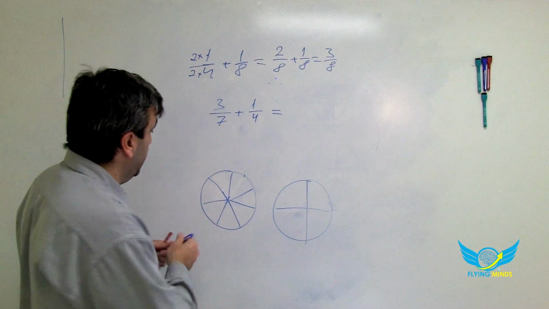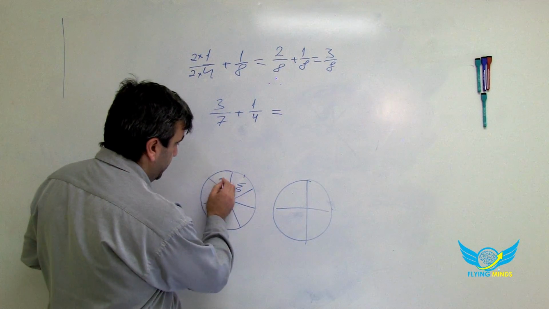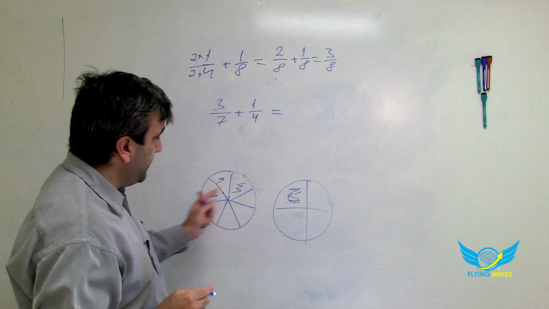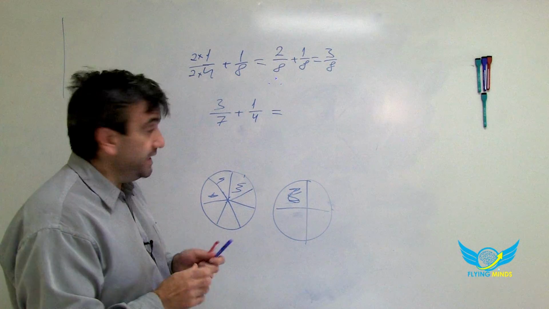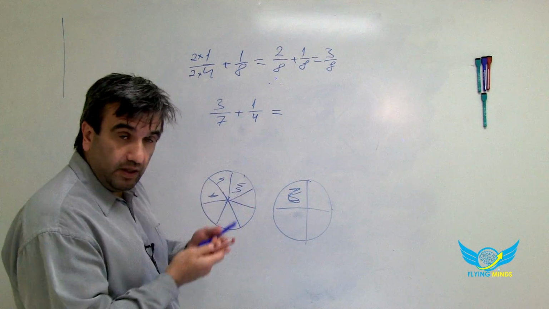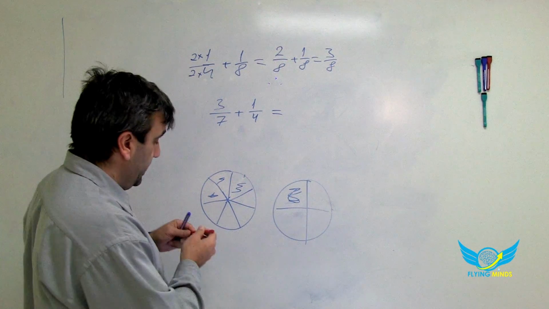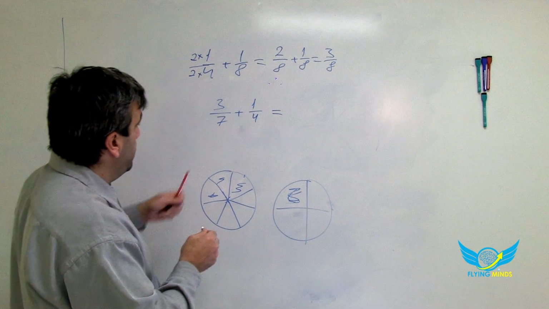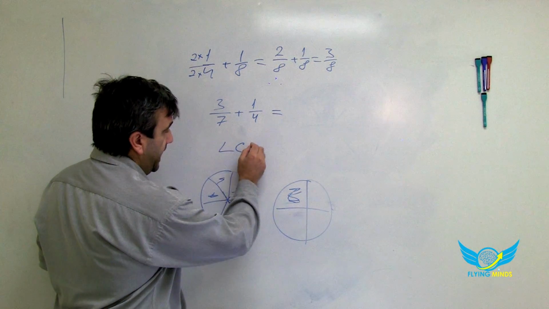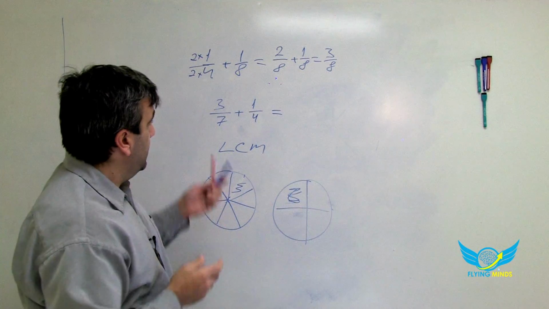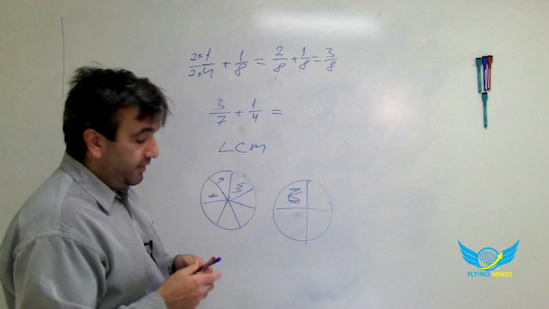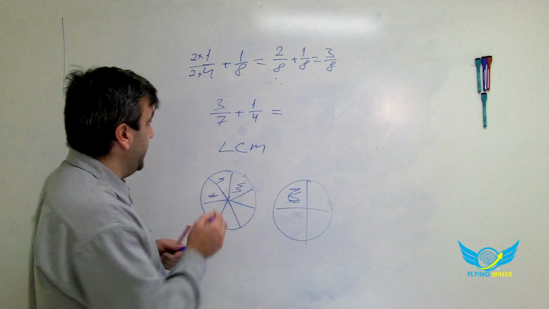So, we took 3 slices here and 1 slice here. Again, we can't add them because they're different in size. So we must make the slices in both pizzas the same size. Okay? So, what is the least common multiple, LCM, between 7 and 4? The smallest number divisible by 7 and 4, and of course it will be 28.